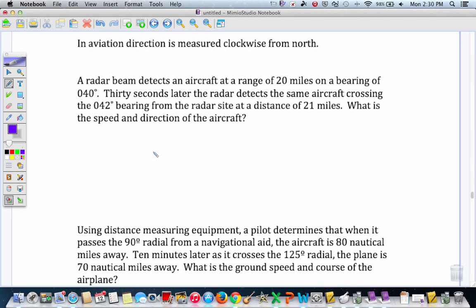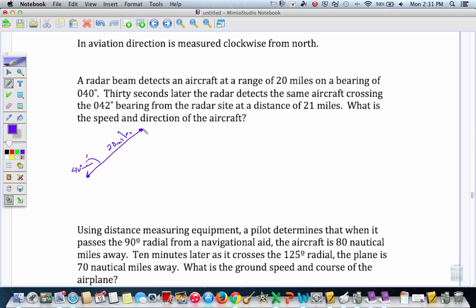Radar beam detects an aircraft at a range of 20 miles and a bearing of 40 degrees. 30 seconds later, the radar detects the same aircraft crossing the 42-degree bearing from the radar site at a distance of 21 miles. What is the speed and direction of the aircraft? So from here, we'll make our radar site right here. We're at a bearing of 40 degrees. So from here, we're going to go in a clockwise direction about 40 degrees right here.